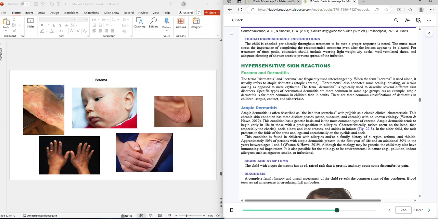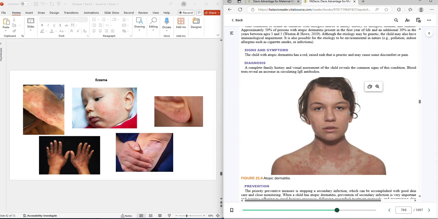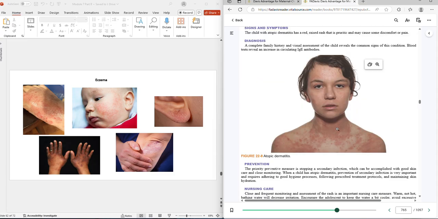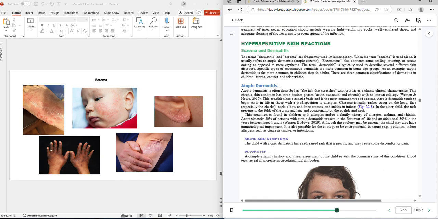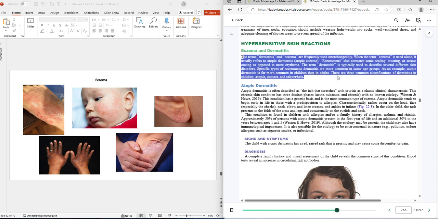Blood tests reveal elevated IgE antibodies, okay? Again, atopic dermatitis, but very much right there together, okay? And so you can see the definitions here.